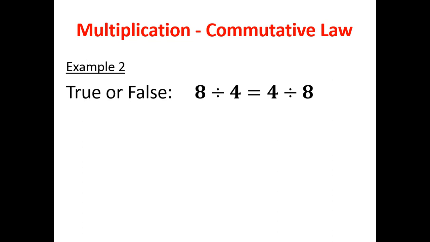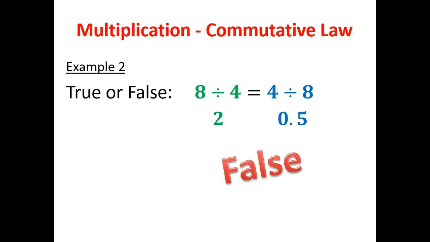Example 2, is 8 divided by 4 equal to 4 divided by 8? Well, 8 divided by 4 is equal to 2. 4 divided by 8 is equal to half, or 0.5. So no, this is false, because we just talked about how the commutative law does not apply for division.